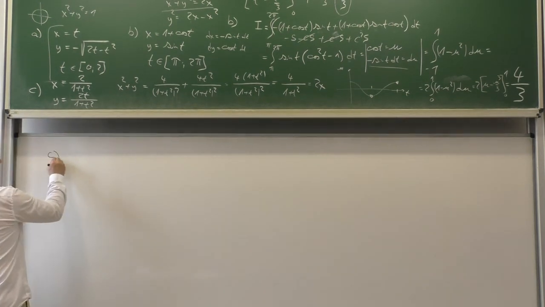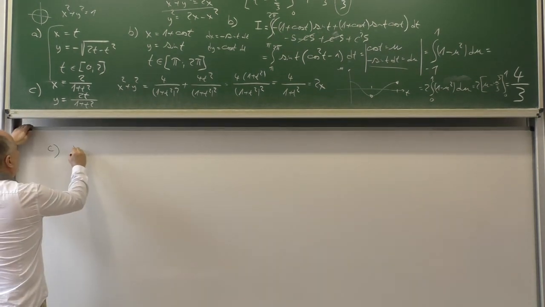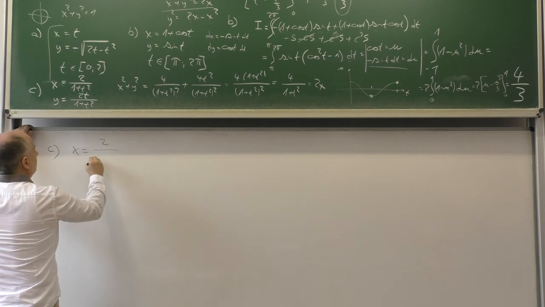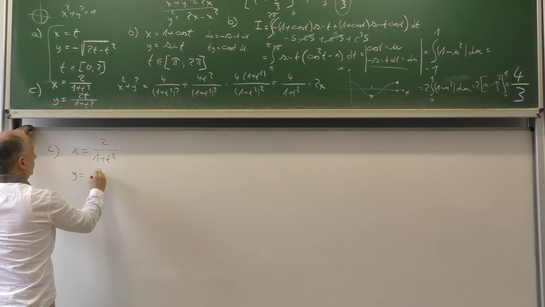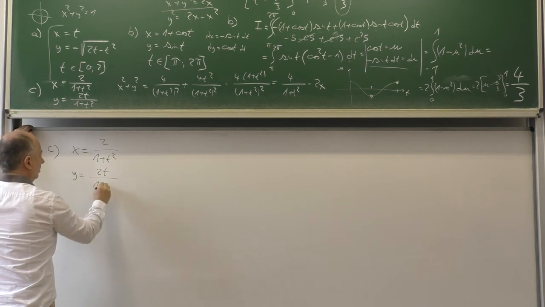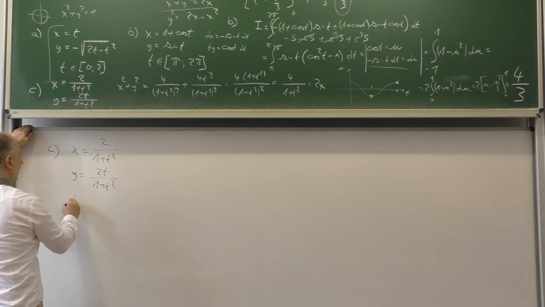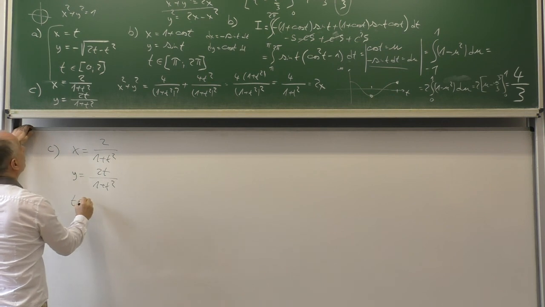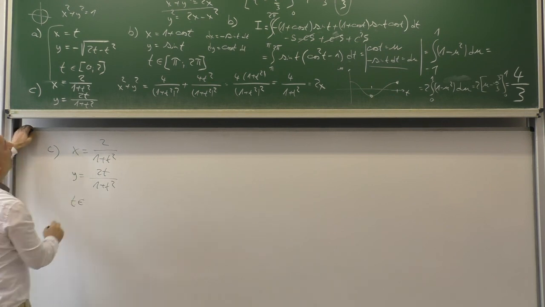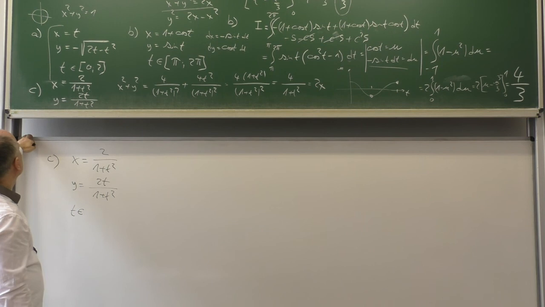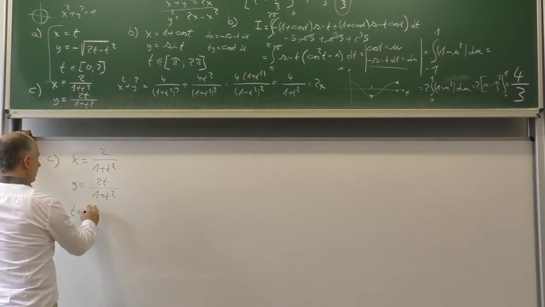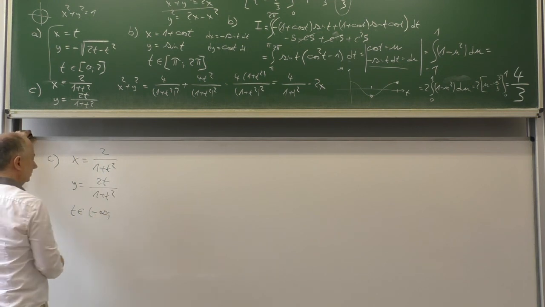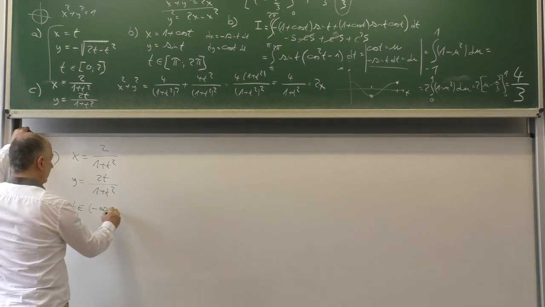So in the case C, when x is 2 divided by 1 plus t squared, and y is 2t divided by 1 plus t squared, and t goes from... we didn't write the limits. In this case, t starts at minus infinity and goes up to 0.